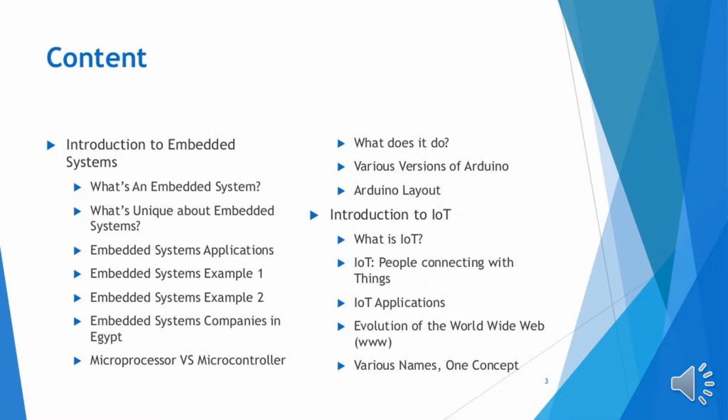And next we can see the comparison of microprocessor versus microcontroller, and then what it does and what are the various versions of Arduino as well as the Arduino layout. Coming to the introduction about IoT, let's see what is IoT and how IoT is used in connecting people with things, and what are the various applications of IoT, as well as the evolution of the World Wide Web and various names with one concept.